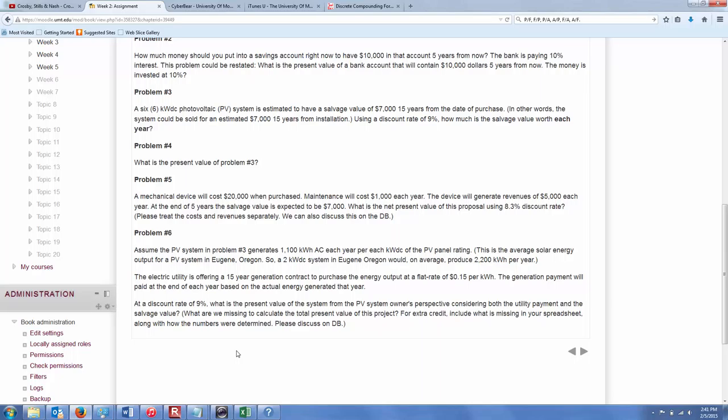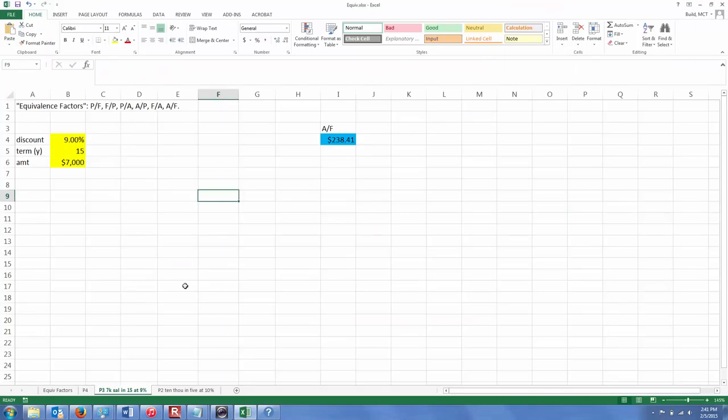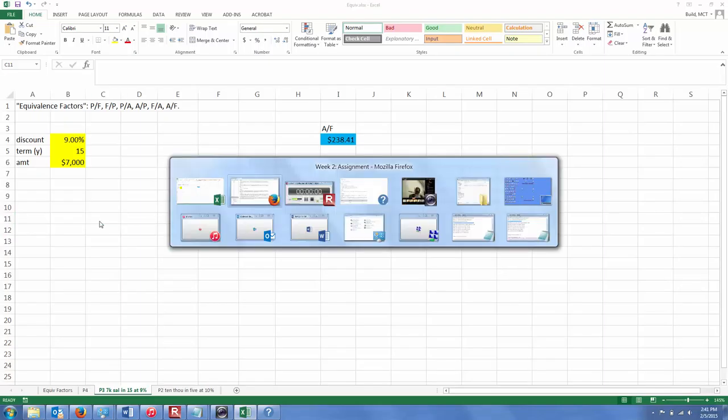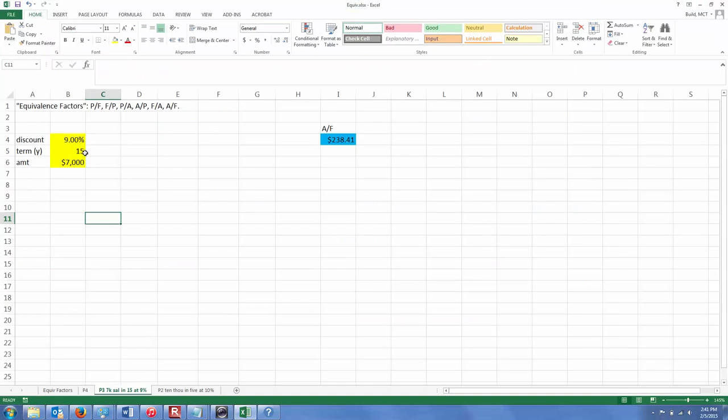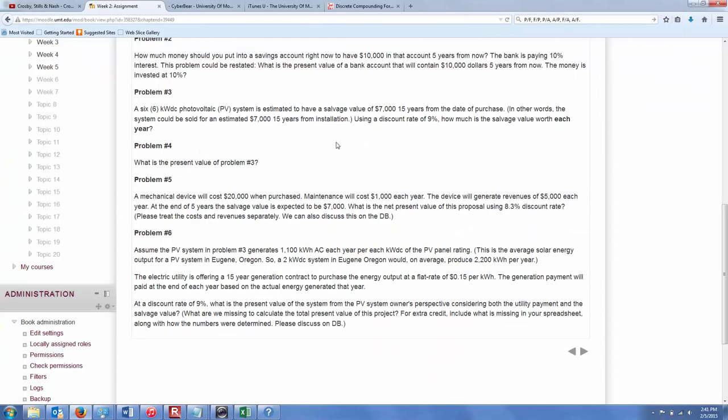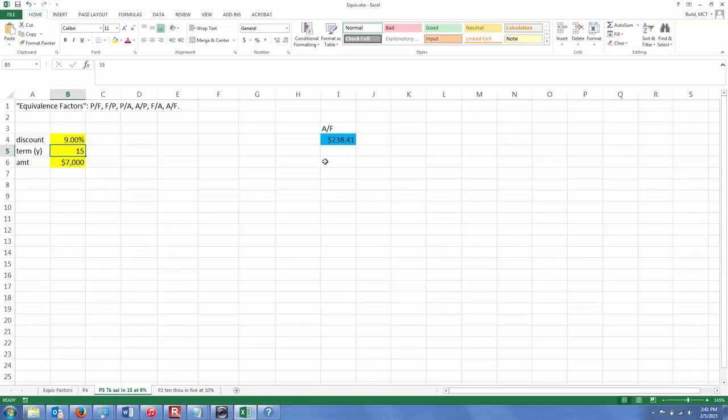Let's just make sure we got it. Is it estimated to have a salvage value of $7,000? So there's the amount in the future. 15 years, there's my 15 years. In other words, the system can be sold for an estimated $7,000. Using it, what's the average worth each year? So that's how much the thing's worth each year.